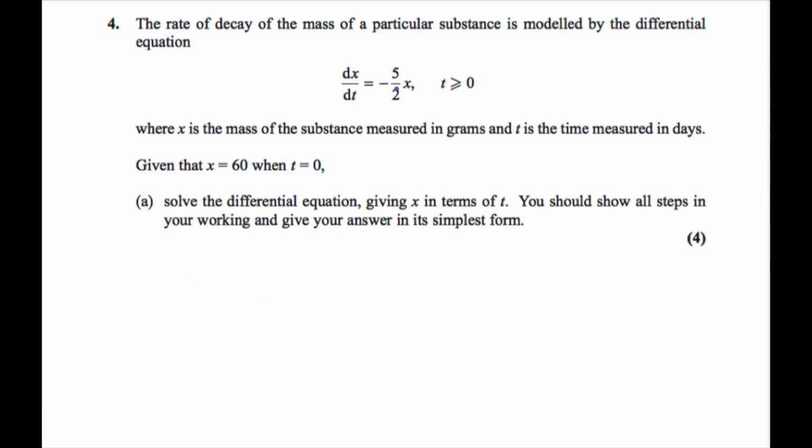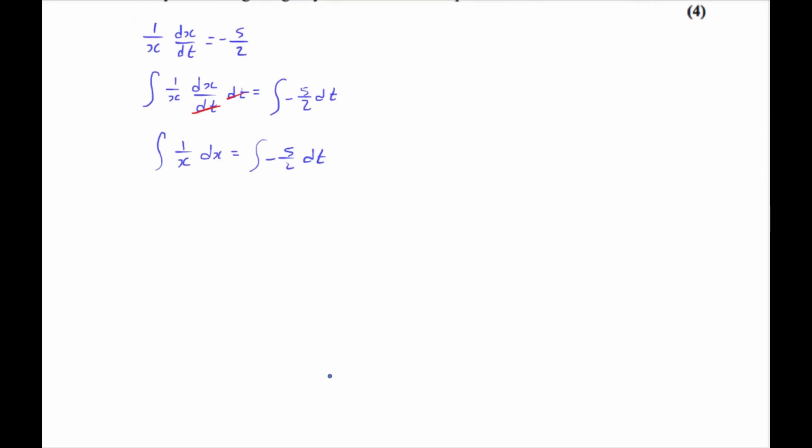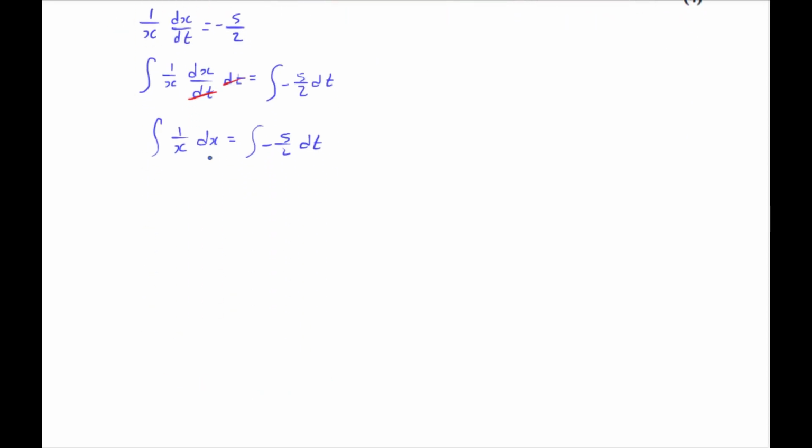We begin by moving x to the other side by dividing by x, so we get 1 over x dx/dt equals minus 5 over 2. We then integrate both sides with respect to t. The dt's cancel out, so we're left with this. The integral of 1 over x dx is ln x, and the integral of minus 5 over 2 is minus 5 over 2t, plus the constant of integration.